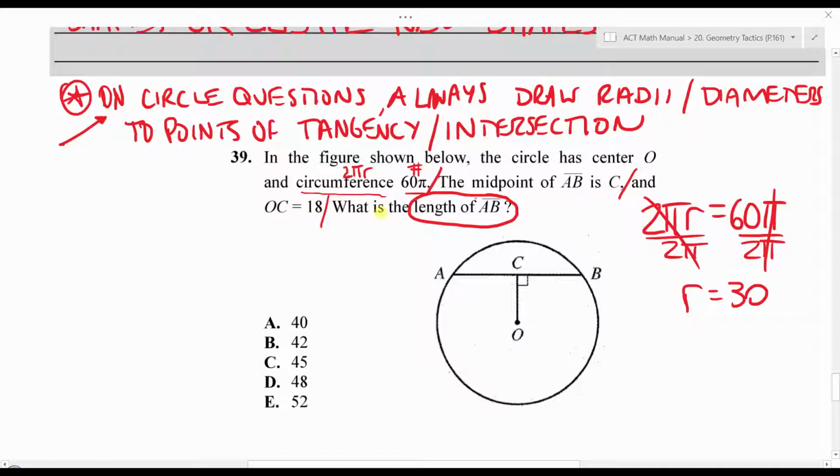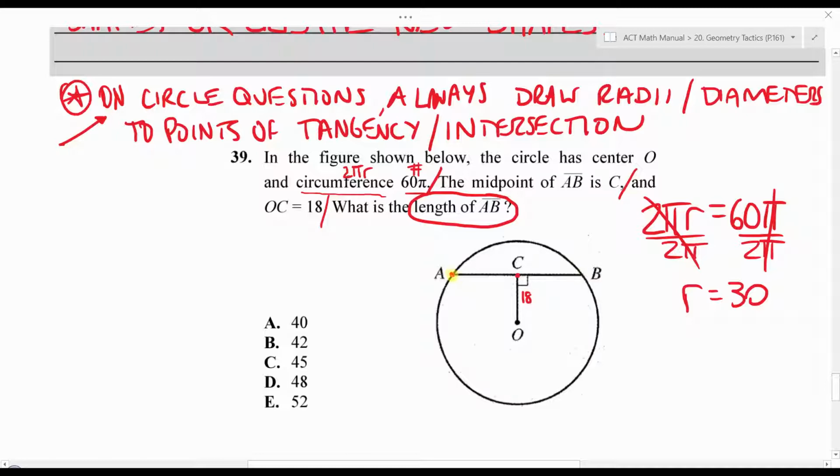They do tell us that C is the midpoint of AB, which means that AB is bisected there. And OC, this segment here from the center of the circle out to this chord AB, is 18. Great. Now we are going to apply geometry tactic 4.